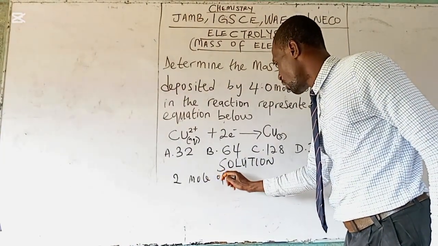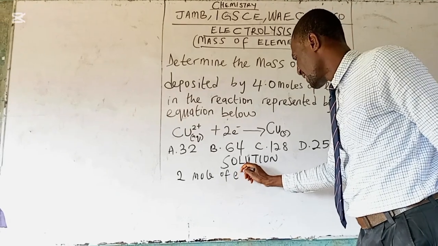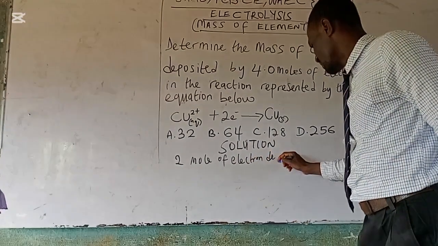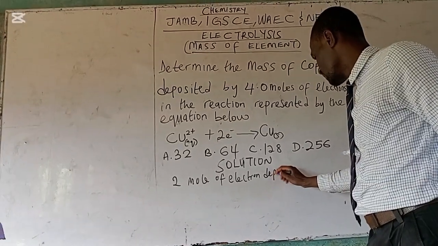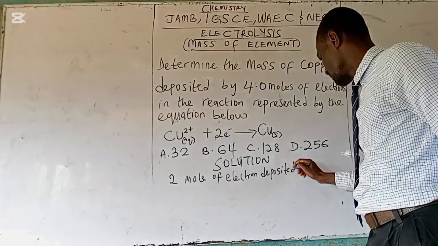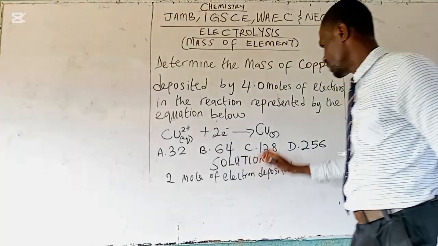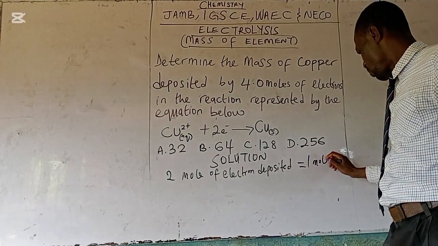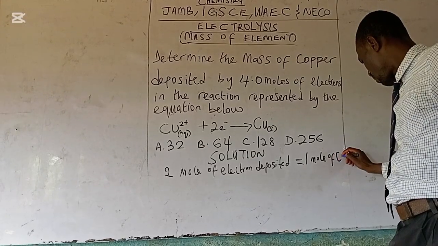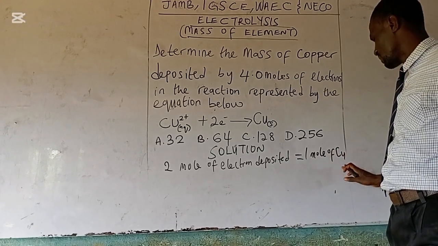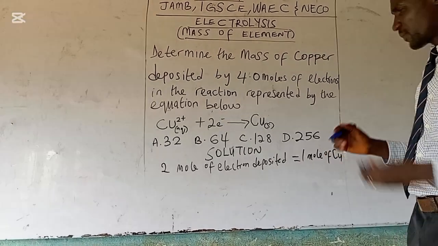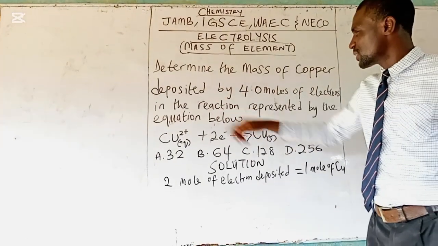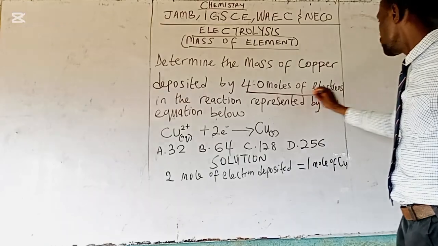We say with this equation, 2 moles of electrons deposited, that is, this equals 1 mole of copper. Yeah, 1 mole of copper. Now let's look at the question. Determine the mass of copper deposited by 4 moles of electrons.